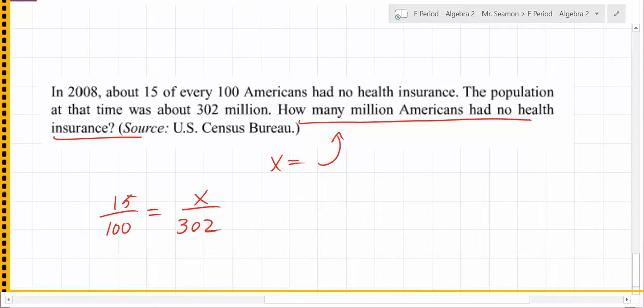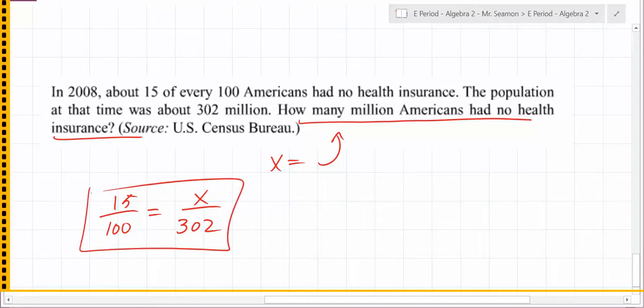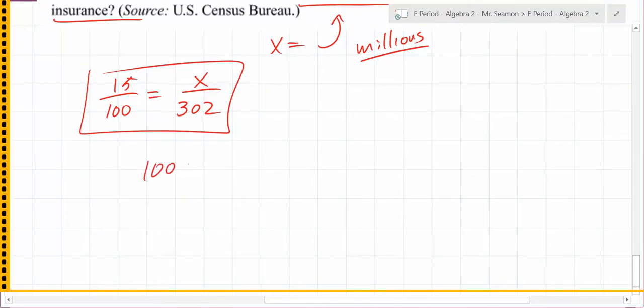Absolutely. Here's the deal. Once we have this, is that rather easy to solve? Yes. Fraction equals a fraction, so what can you automatically do? Wait, if we're keeping that at 302, we have to make it point like. Nope. You keep it like that. Just remember that whatever answer you get is going to be in millions. That's all you need to remember. So what do we do? We cross multiply. So we end up with 100x is equal to 15 times 302.